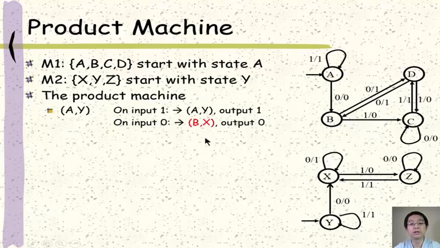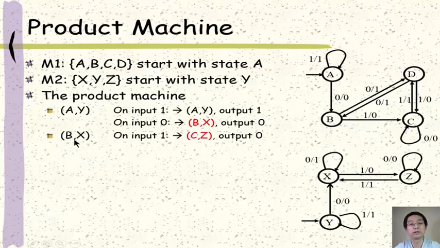On input 0, A will move to B and output 0. Y will move to X and output 0. So they agree on their output, and the next state will be the pair of B and X. This will be a new state for the product machine. So we have to evaluate what the next state of this new state will be when we receive different inputs.